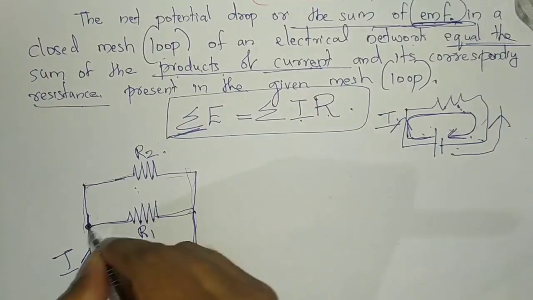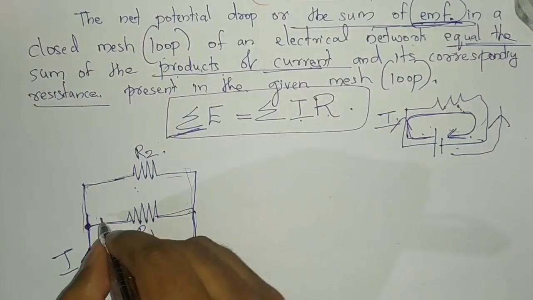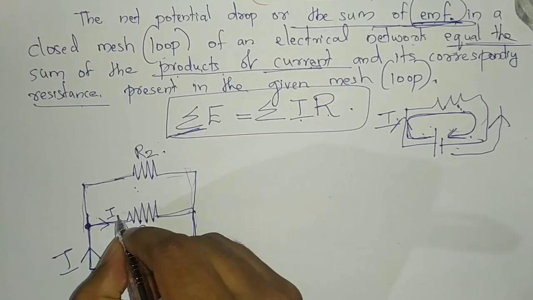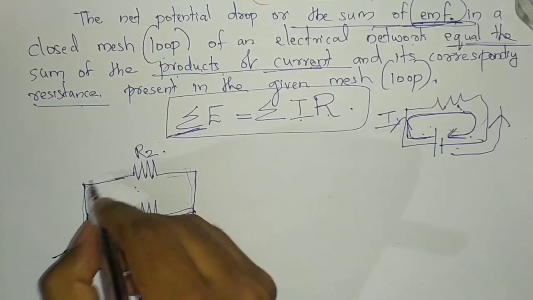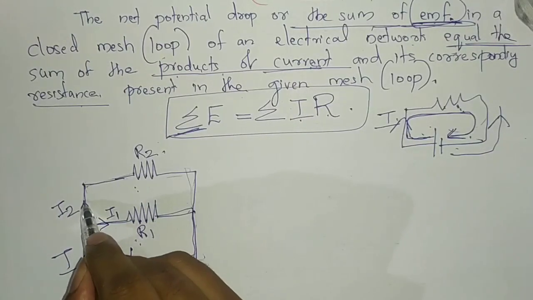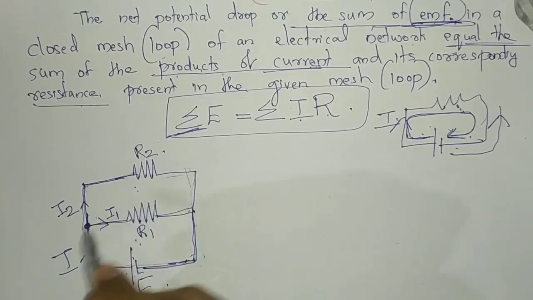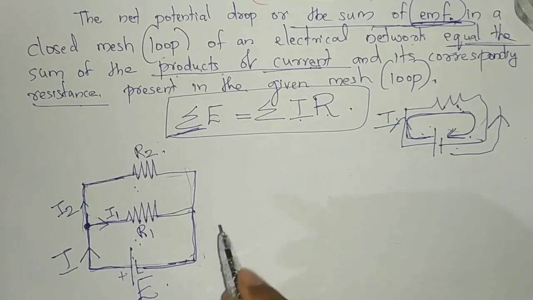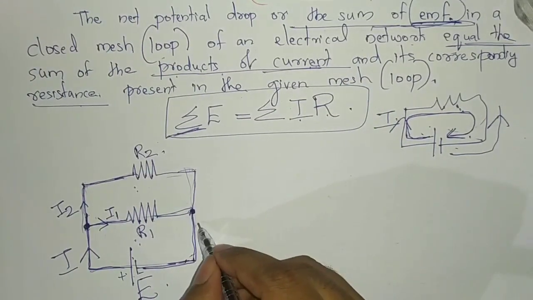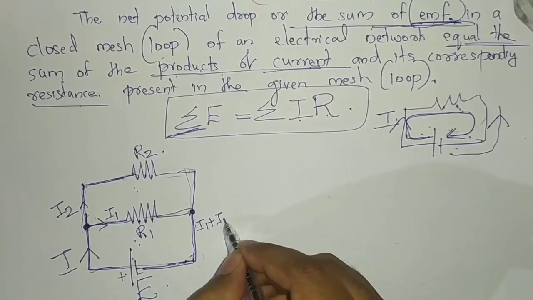But at this moment, current is being split into two. So here also current is going. This one can be taken as I1, and here I2 current is going. So definitely I2 is going across this way and I1 current is going through this way, and they will meet here. They will meet definitely here, and here I1 plus I2 both are joining.